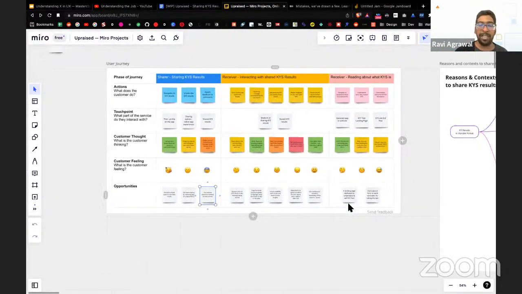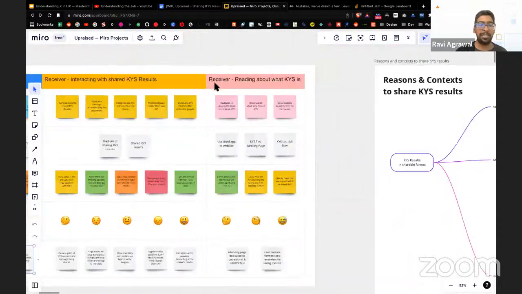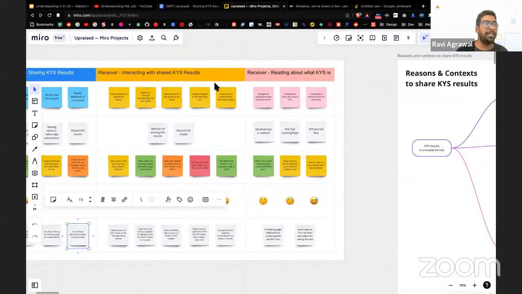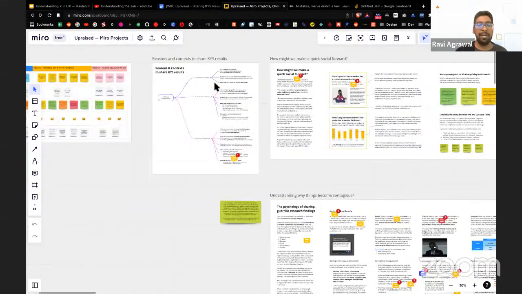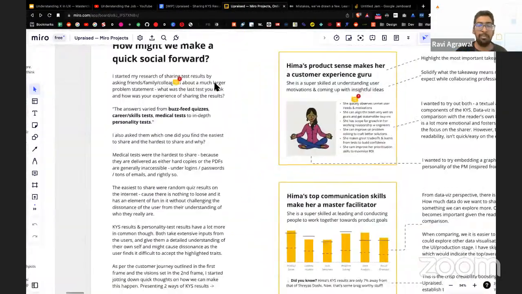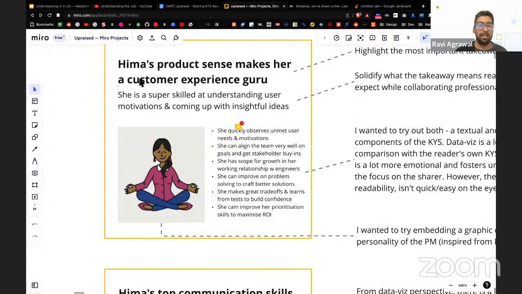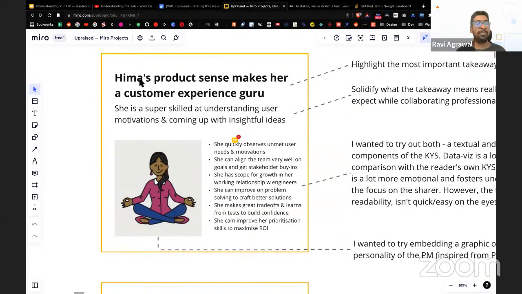Now, everything about this user journey, similar to the receiver, there are many things that we will go through. But having done all of this, now it was time to ideate and think about how can we really make KYS sharing an easier thing to do. So let's say this could be one of the outputs of a KYS result, right?